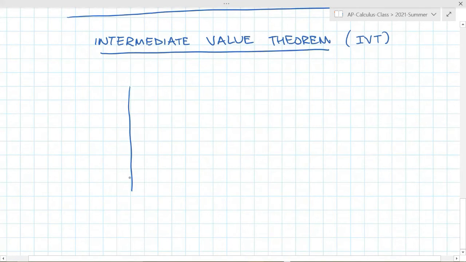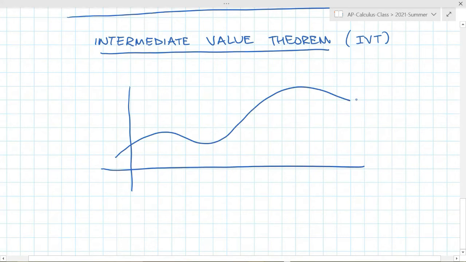So we have some function, and we take some particular interval, a closed interval, meaning this is included, that is included. So what is this interval? The interval is a comma b, closed interval, meaning the endpoints are included.